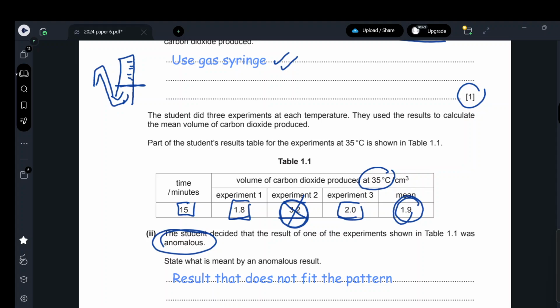What is an anomalous result? Result that does not fit the pattern. It does not fit the pattern.